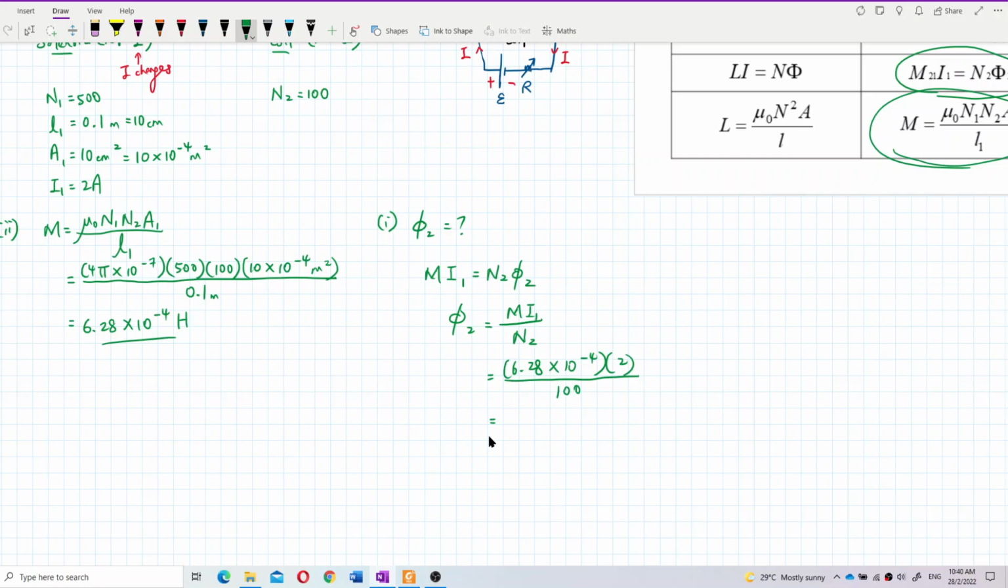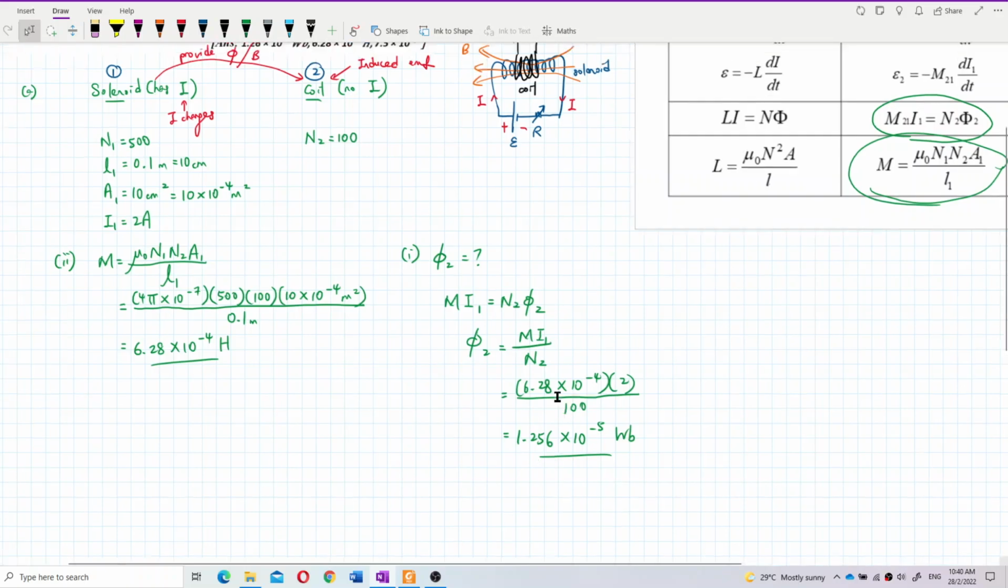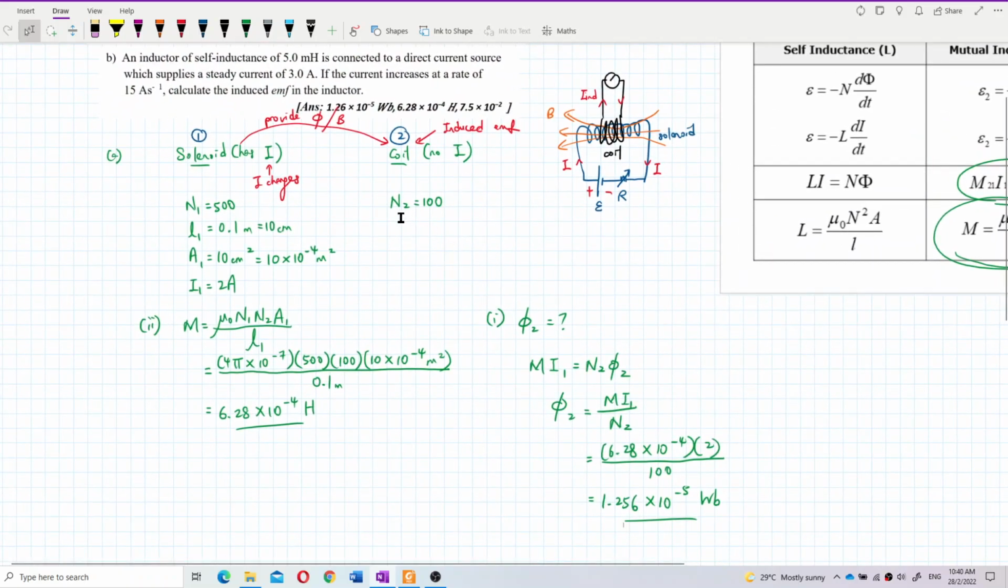Exponent negative 4 multiply 2 divided by 100. So it is 1.256 exponent negative 5 volt. That's the magnetic flux. Okay, so am I correct? Yeah, for the answer, the first question is 1.26 exponent negative 5 volt. That's correct.